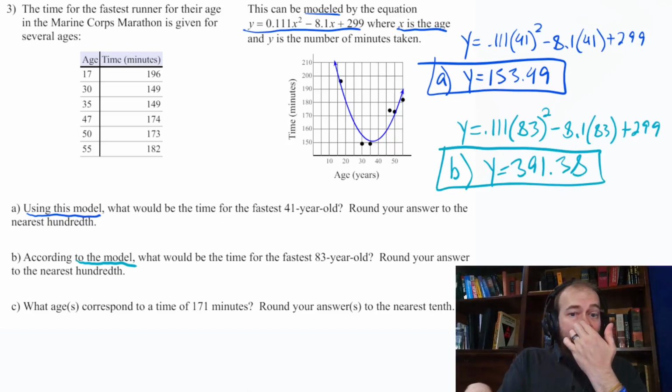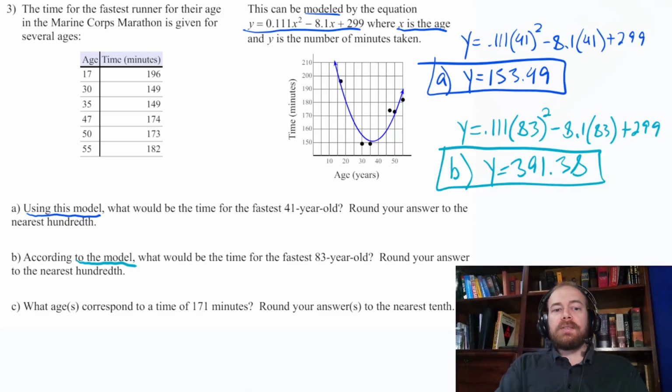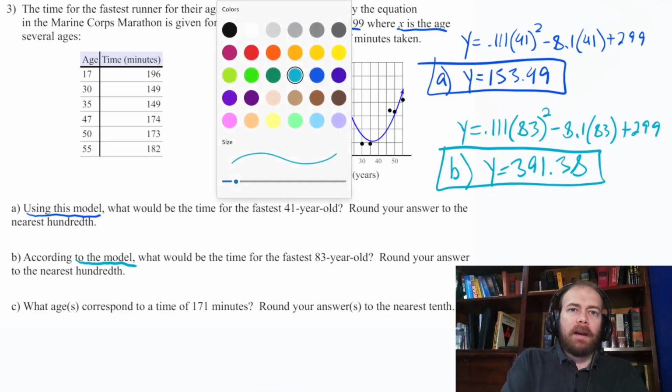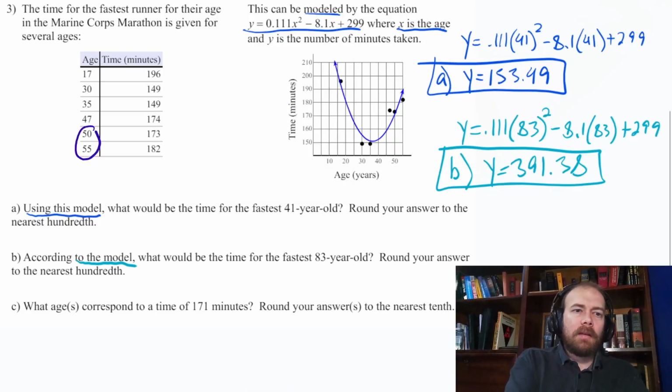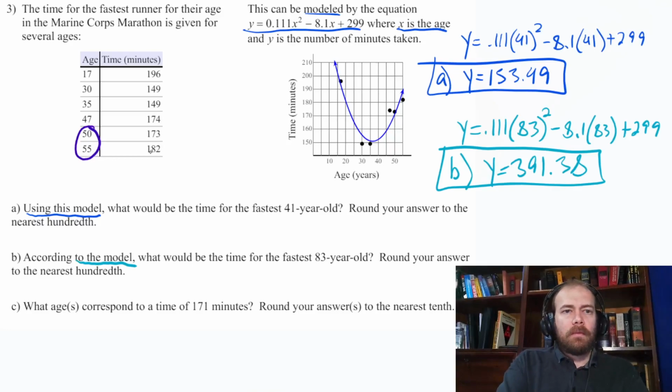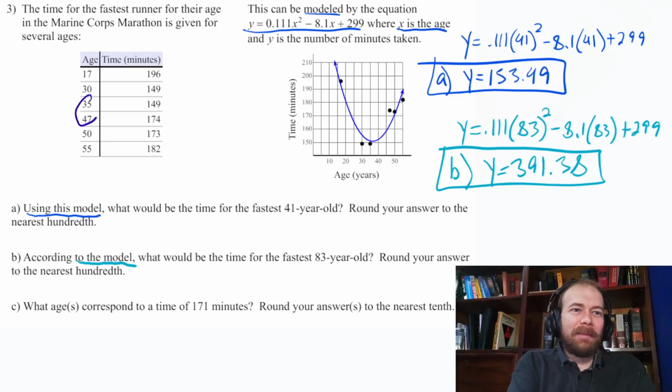Now it says, what age corresponds to a time of 171 minutes? Again, we don't really have that on the chart. It looks like 171 minutes would be somewhere between 50 and 55, right? Or no, it wouldn't. Just kidding. I was like, hold on. Just checking, I was just testing you. So if we want 171, that would be between these guys. There we go. That makes more sense.